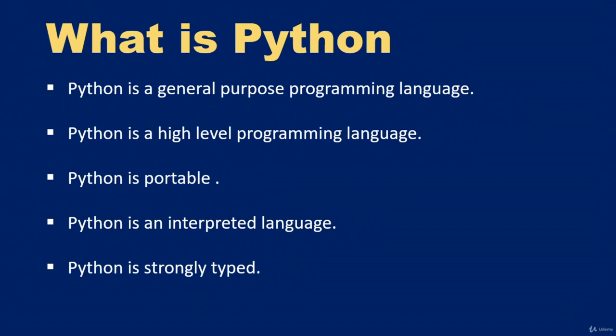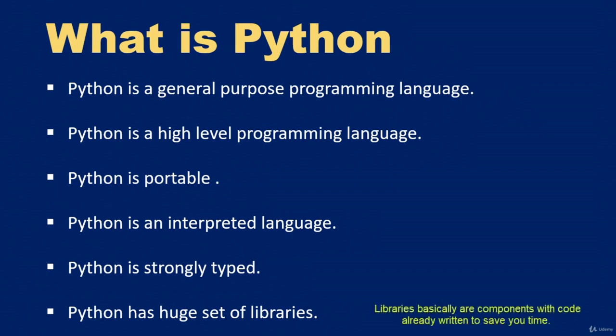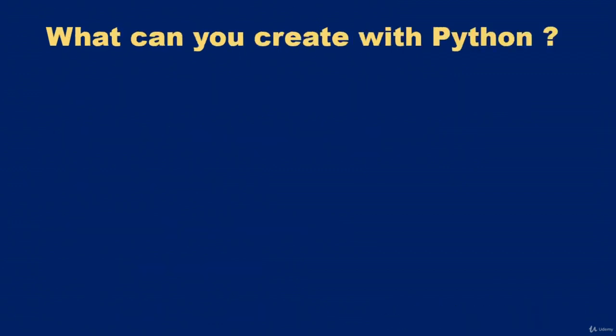Python has a huge set of libraries. A Python library is a collection of programs you can incorporate into your own program without writing code for them. Let's take a look at a list of application types you can create with Python.